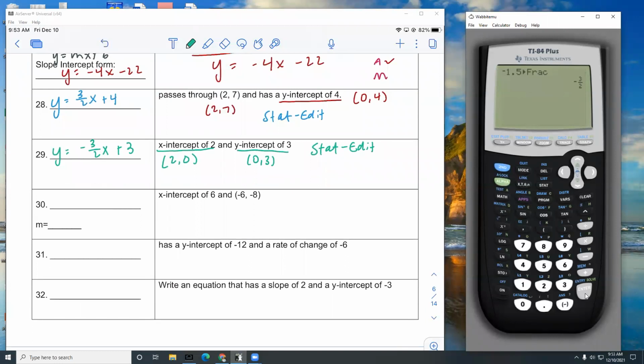Number 30, x-intercept of 6 and the point (-6, -8). So x-intercept of 6 means that that is the point (6, 0). So again, let's do some stat edit.